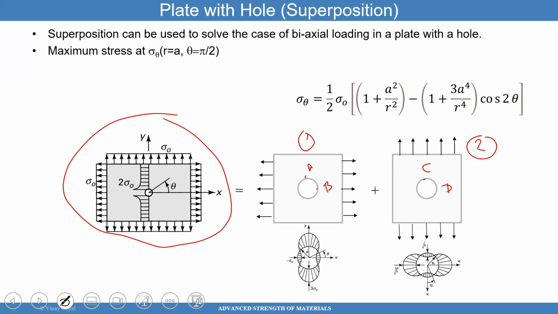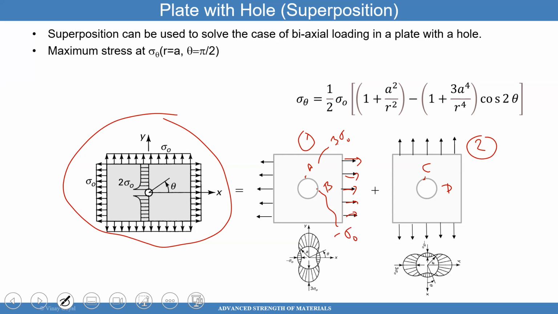We already said that if the loading direction is this way, then the highest stress should be the hoop stress, and that stress at point A will be 3 times sigma naught. And then I have the case on the right, and I also said that at point B, it will be minus sigma naught. We already covered that.